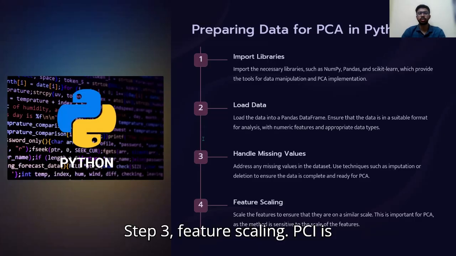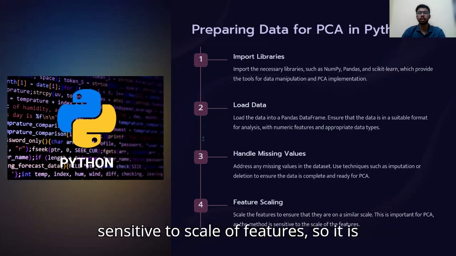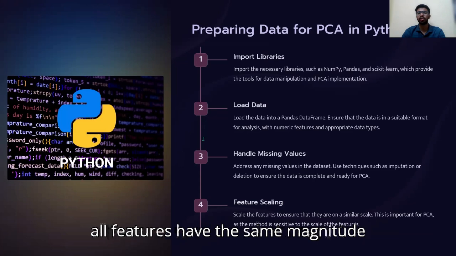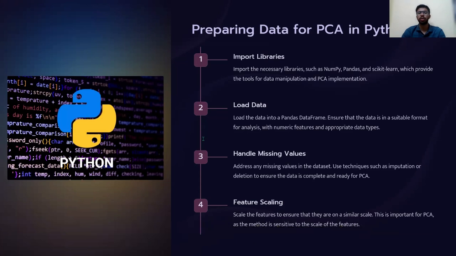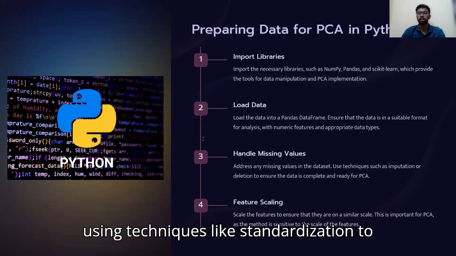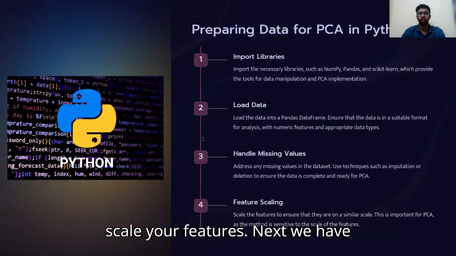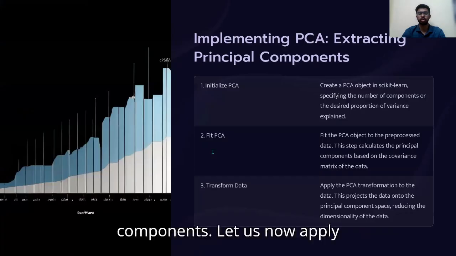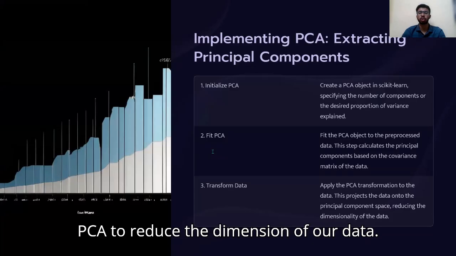Step 3. Feature scaling. PCA is sensitive to the scale of features. So it is important to scale the features so that all features have the same magnitude, using techniques like standardization to scale your features. Next, we have implementation: extracting principal components. Let us now apply PCA to reduce the dimension of our data.